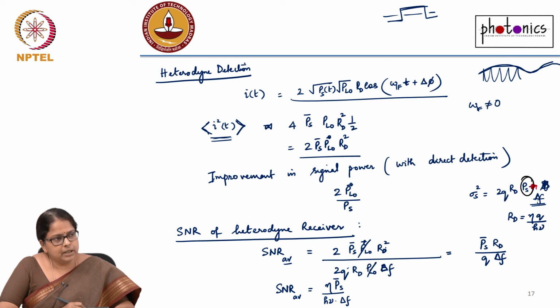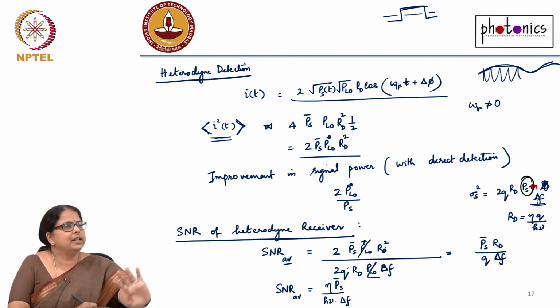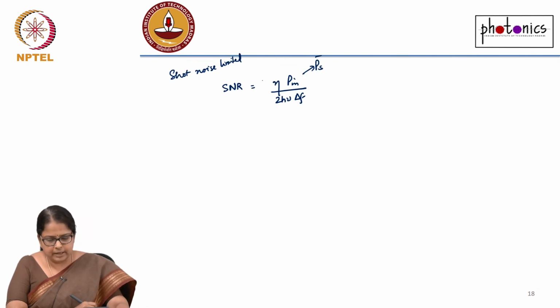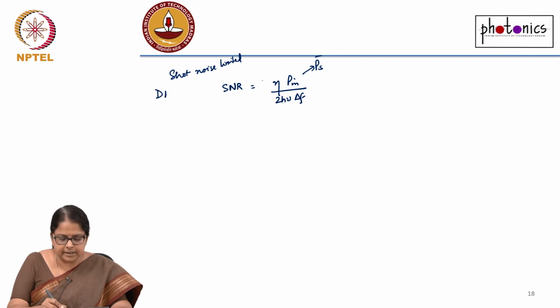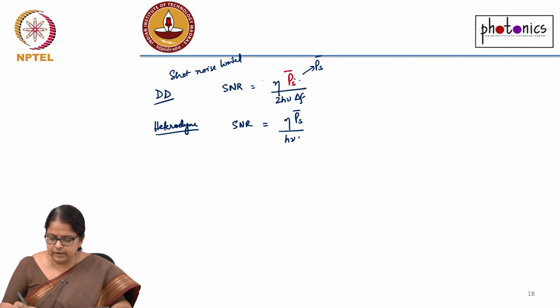So, you did get an SNR benefit, but the point to notice is that the SNR benefit is not a function of PLO. It is just a constant 3 dB improvement you got. Now, compared to direct detection, this is direct detection, this is heterodyne. Heterodyne we just derived in the previous page, SNR is equal to eta Ps divided by h nu delta f.